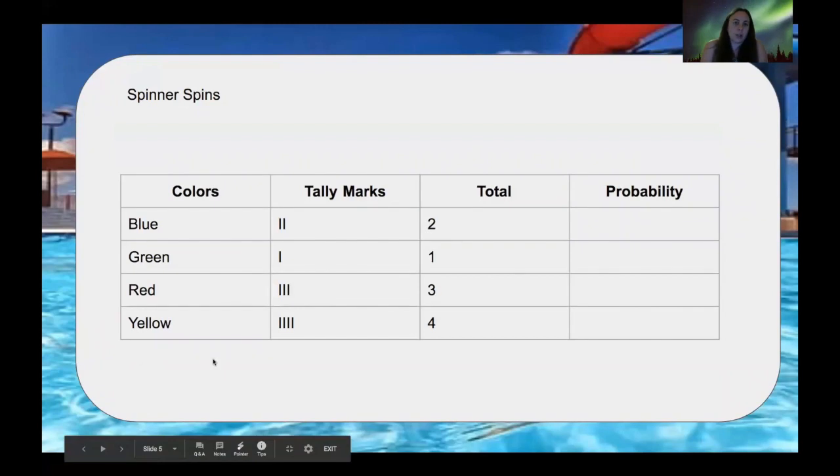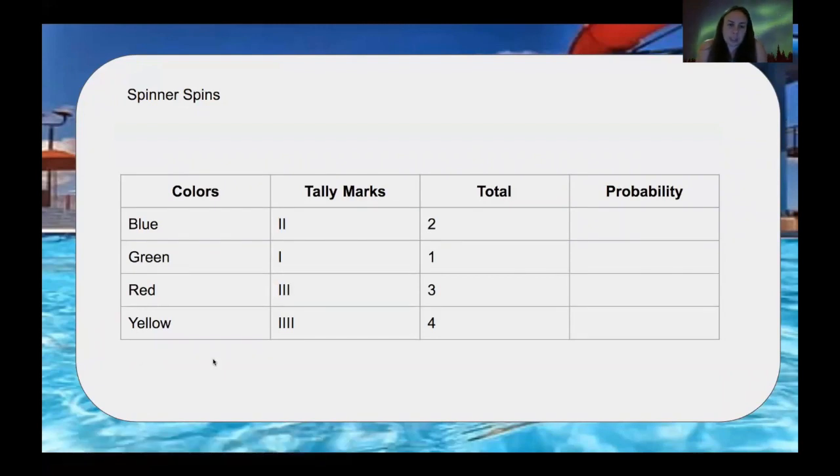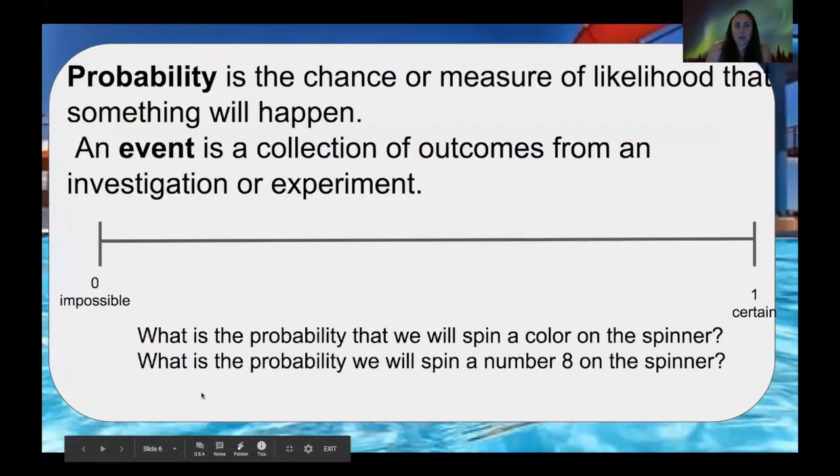All right, so you should have spun your spinner 10 times. I spun my spinner 10 times, and I got blue twice, green 1 time, red 3 times, and yellow 4 times. So if I add those up, 4 plus 3 is 7, plus 1 more is 8, plus 2 is 10. I've spun the spinner 10 times. These are my results.